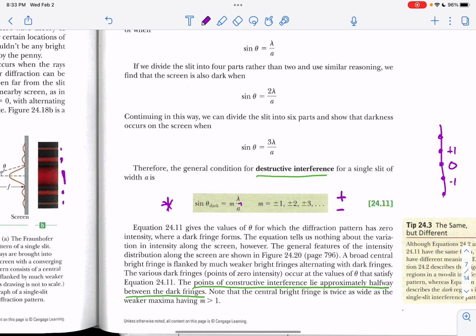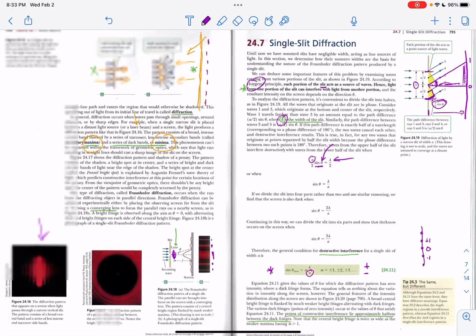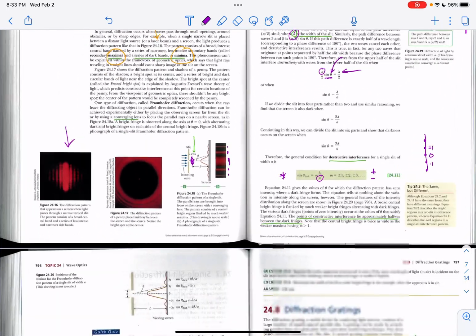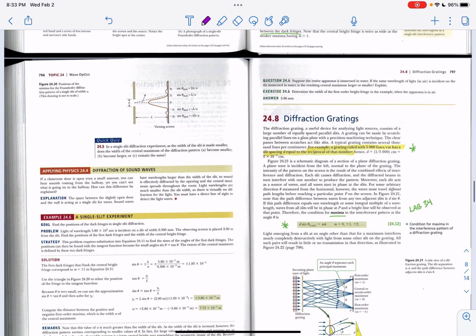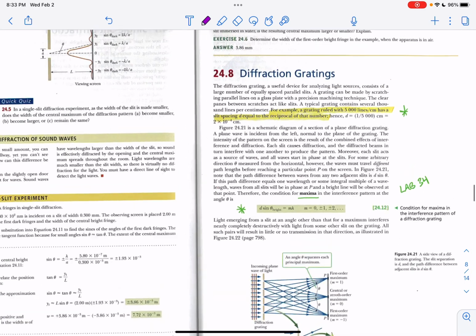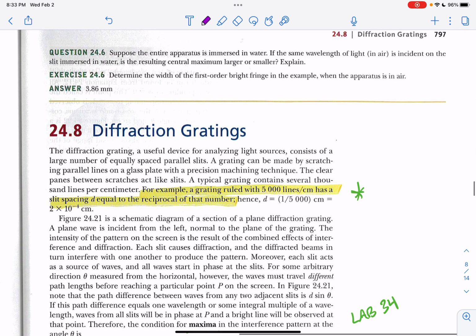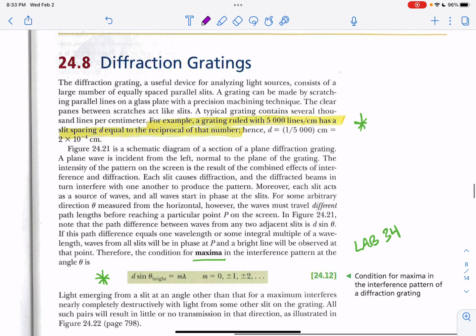A, again, is critical. What is the distance between the slits? We'll talk about that in just a minute. In fact, even less than that. So what if we have lots and lots of slits? And this is where Lab 34, which I hope you get to do, comes into play.